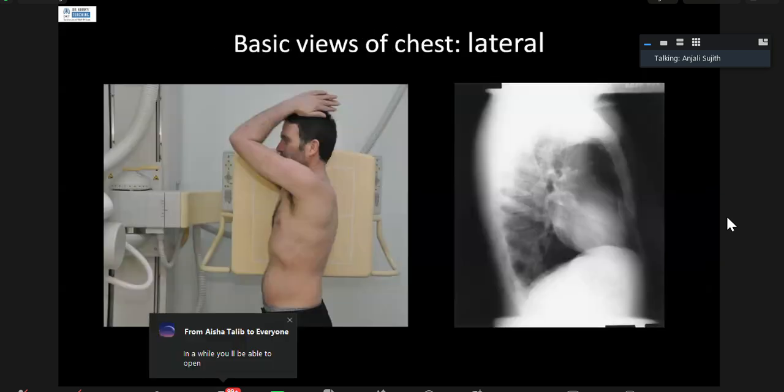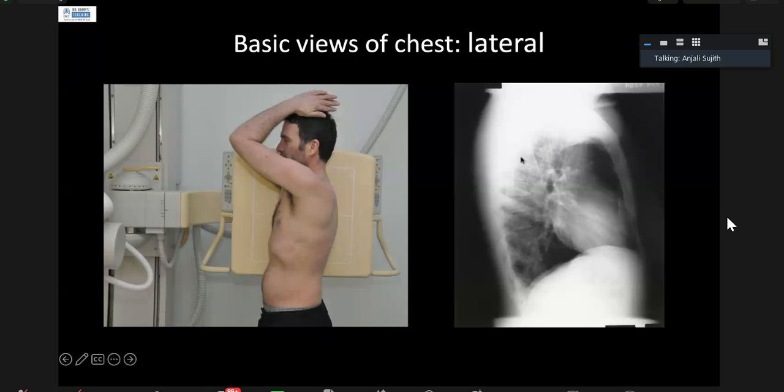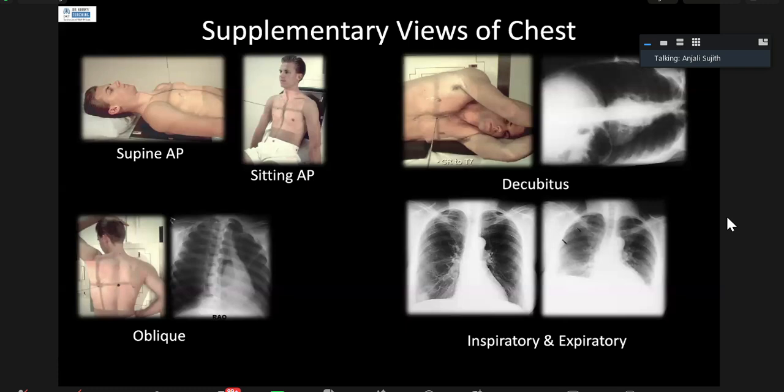Now, this is how a lateral view is taken. You can see the patient is standing up again, and he has moved his arms up like that. That is to avoid bone and soft tissue overlap of both his arms across the lung fields. Now we move on to a brief look at the supplementary views.